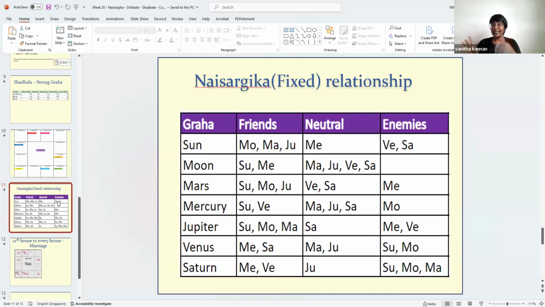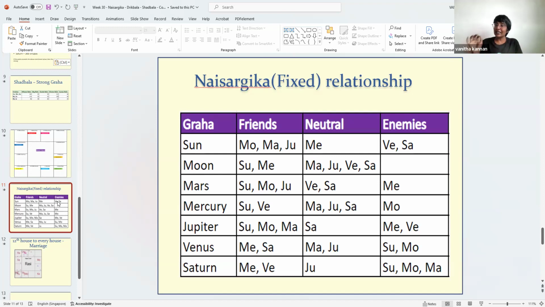Remember one thing: for the moon, Mercury is the friend. For Mercury, moon is the enemy. Okay. Now move on to Jupiter. Jupiter, obviously, loves his king, queen, and the commander. Who is the king? Sun. Queen, moon. And the commander, Mars. Okay. He maintains a neutral relationship with Saturn only.